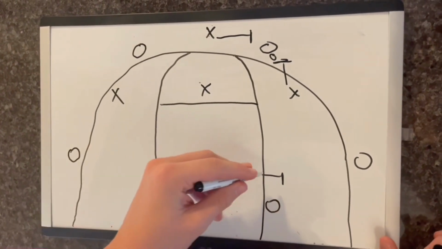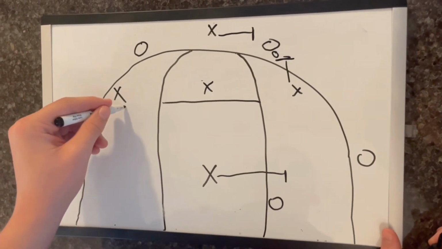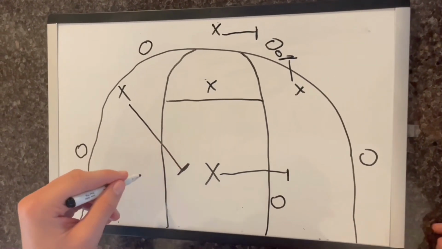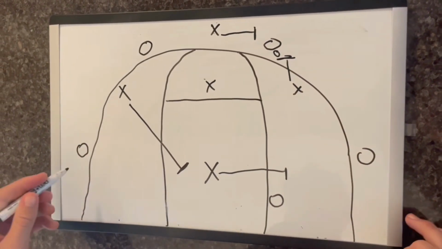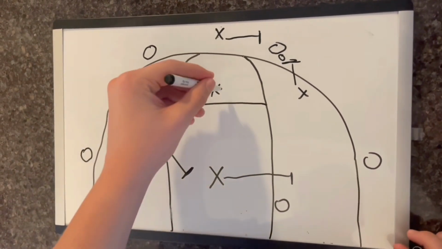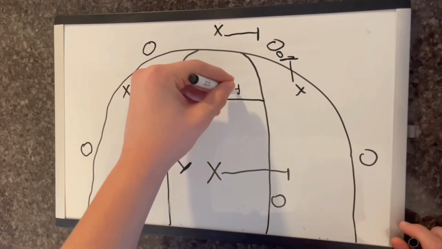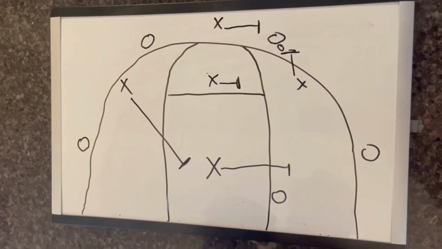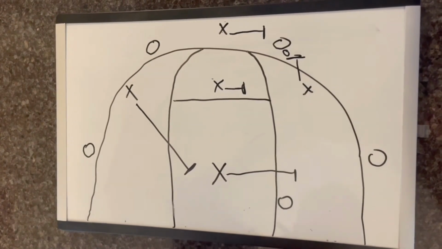Now because the baseline guy is out here, that means this guy has to drop into the middle, like around the block area, to make sure that this guy cannot backdoor cut for an easy layup. Then this guy's gonna float out a little bit too, but he's mainly just gonna stay in the middle to protect the middle. And that's how we defend that.